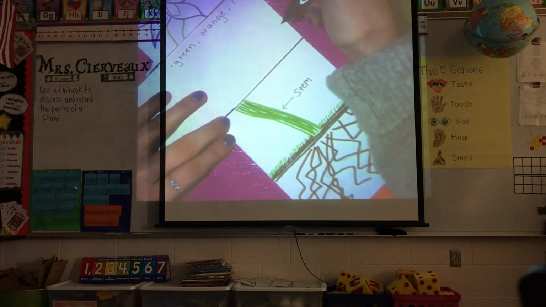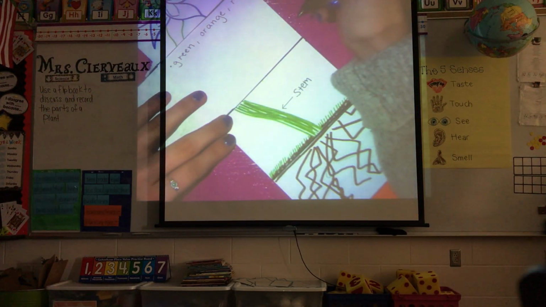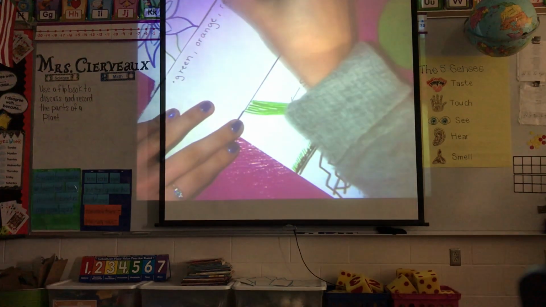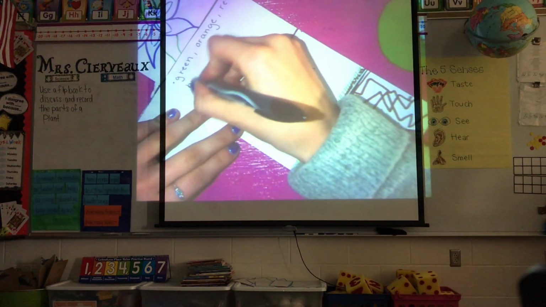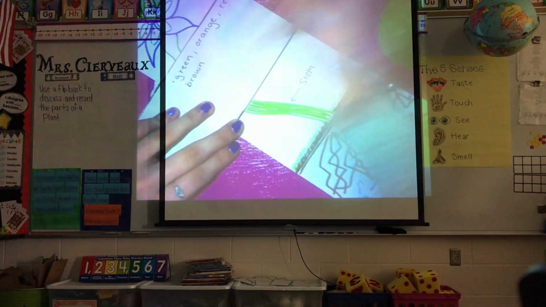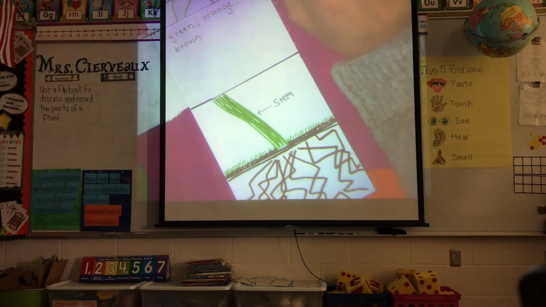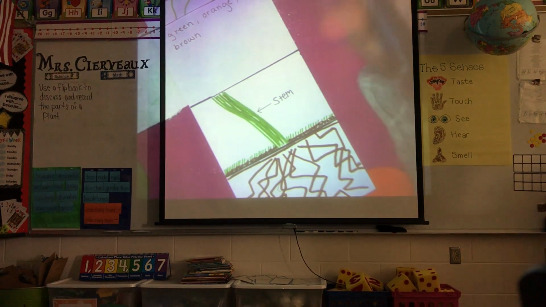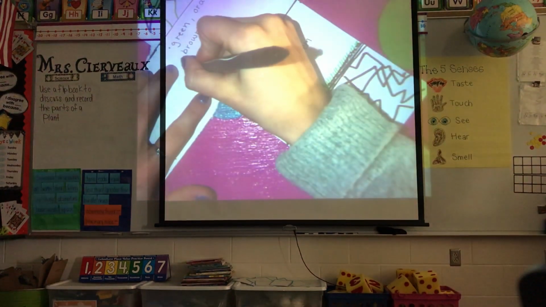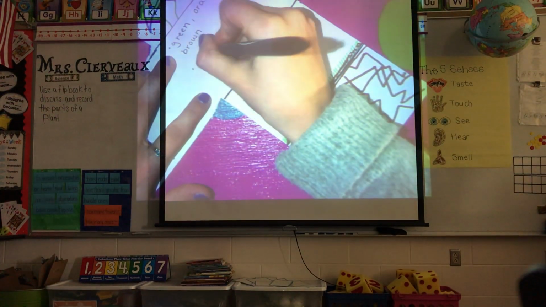What do you think? Brown? Yeah, we can write brown too. And where are the leaves on the flower? Or on the plant? Where are they? Yes, Blanca? On the bottom of the stem. Good job. So we're going to write end of the stem in there too.